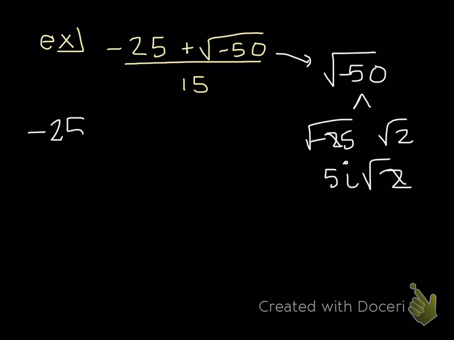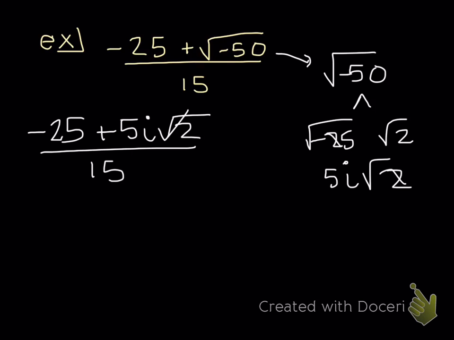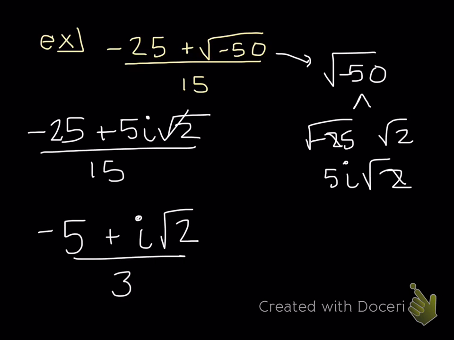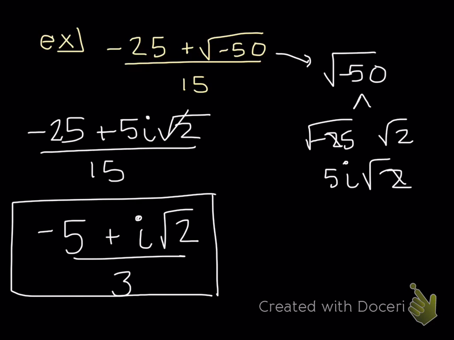So I have negative 25 plus 5i root 2, all over 15. And because all three of these outside numbers, the 25, 5, and 15, are all divisible by 5, I expect you to do that. So this will become negative 5 plus i root 2, all over 3. And this is our final answer. So notice you do not worry about the value underneath the square root. So this is all for today. We'll pick up with this lesson tomorrow.